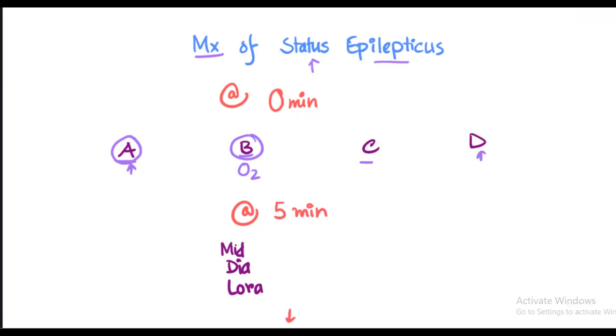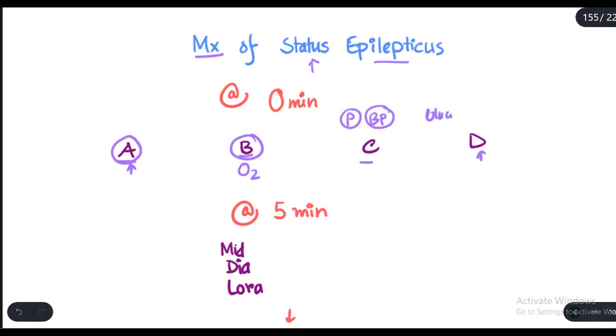Then maintain circulation. How? First, check pulse, check blood pressure, and check glucose. It's an additional step. After checking the pulse and blood pressure, try to get an IV access, IV cannula. And during the IV access, take blood, that is D for draw. Draw blood to send samples for some investigations.